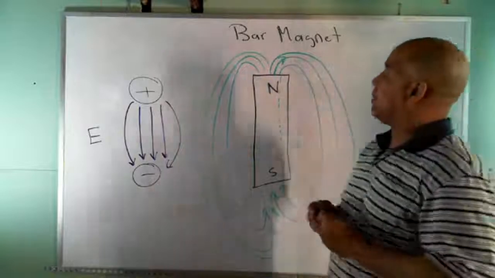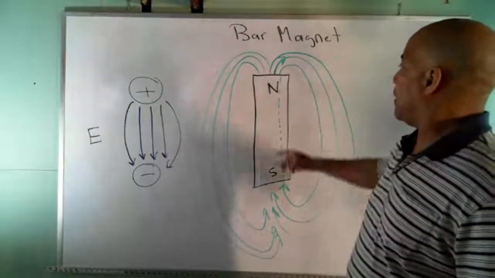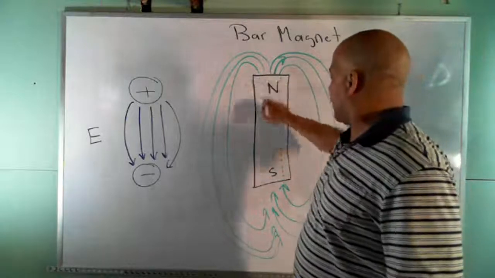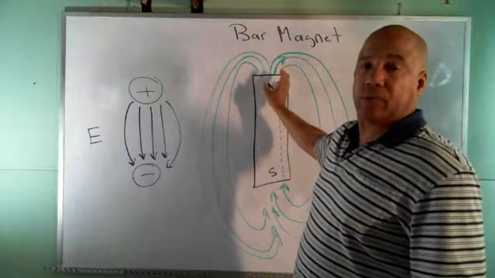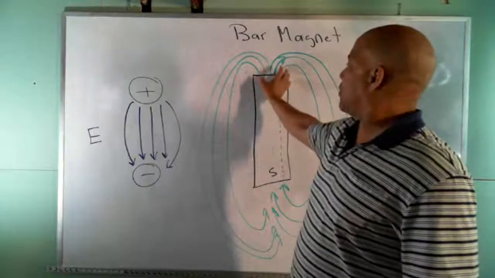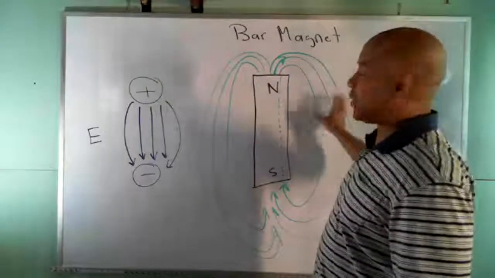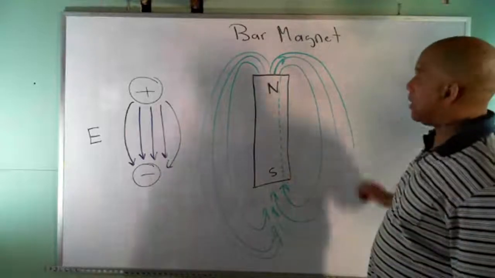And I want you to notice a couple of things about the way I have this drawn. Number one, at the ends of the magnet, at the poles, at the North Pole and the South Pole, these lines, let's call these lines of force. These lines of force are more scrunched together at the poles than they are out here. They spread out when they come away from the poles. That's one thing to note.